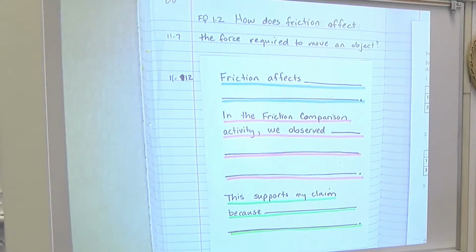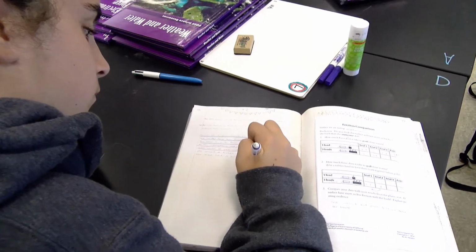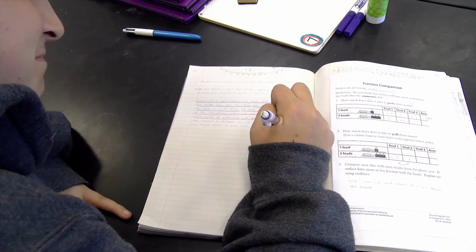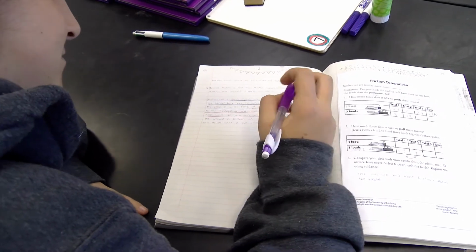Here is some structure for you if you want to use these sentence starters to answer your focus question. Write your claim, back it up with evidence from those 2 pages, and support it with reasoning.